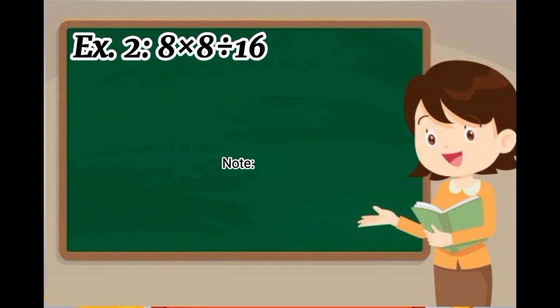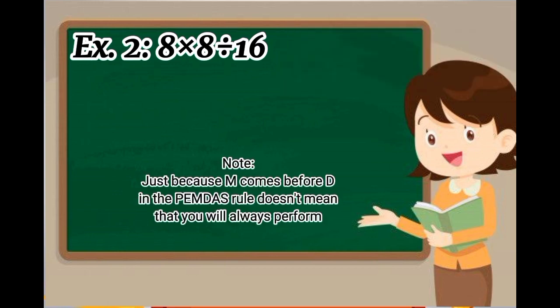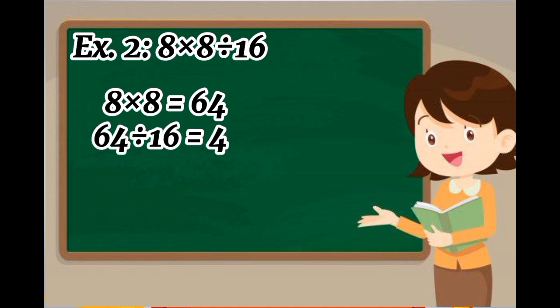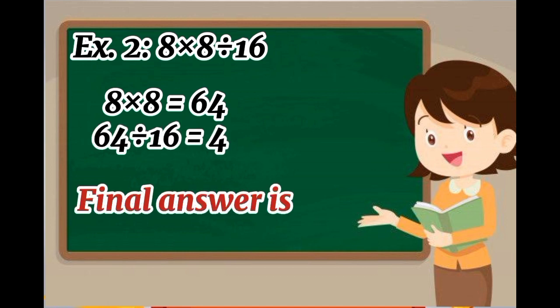Note that just because M comes before D in the PHEMDAS Rule doesn't mean that you will always perform multiplication before division. In this problem, you can solve by performing multiplication first and then division. So, 8 times 8 is equal to 64. So, 64 divided by 16 is equal to 4. So, the final answer is 4.